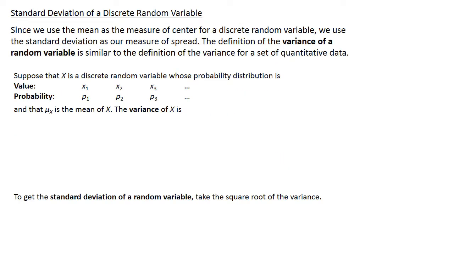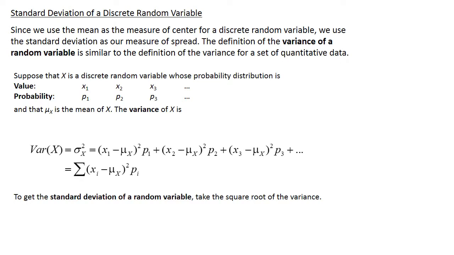And then the standard deviation of a discrete random variable. We'll start with the variance. This is just like we did back in chapter 1, I guess it was, when we were doing the mean and standard deviation of just a single variable, and we had to find the variance first. So here's the formula for the variance.